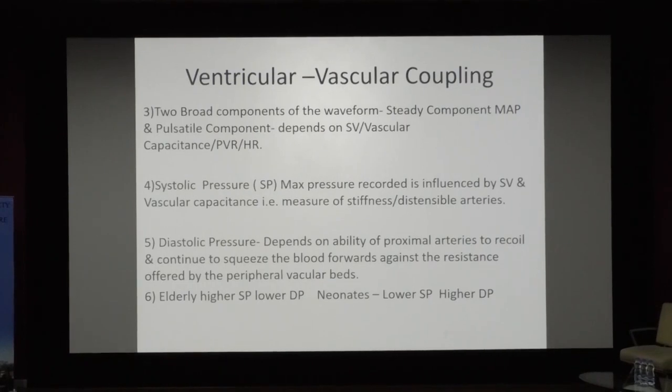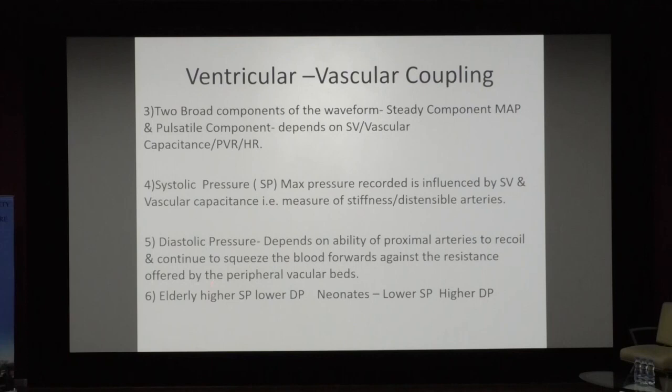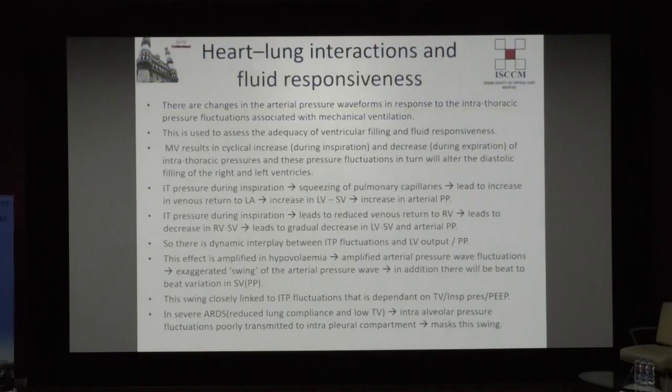If you combine this, as we know, the arteries in the elderly are less compliant, so they will have a higher systolic pressure and lower diastolic pressure. In neonates, they have a more compliant arterial system, so you have a lower systolic pressure and a higher diastolic pressure.